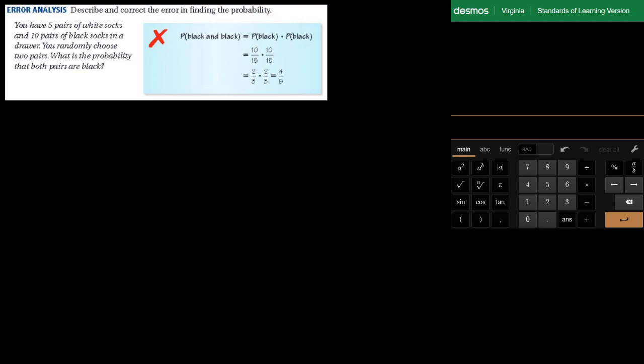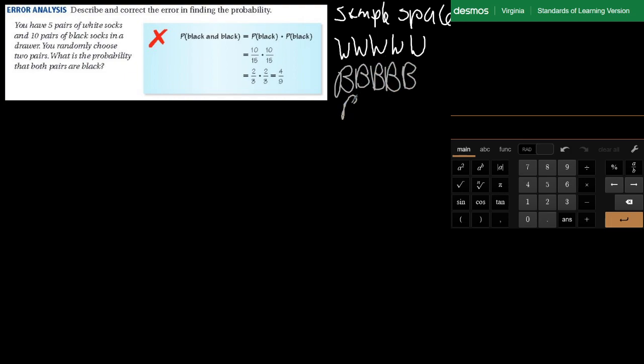First, I'm going to draw out our sample space, the drawer of socks. How many white socks do I have? I have 1, 2, 3, 4, 5 pairs of white socks. And then I have 10 pairs of black socks, so 1, 2, 3, 4, 5, 6, 7, 8, 9, and 10. So all together we have 15 total pairs of socks.